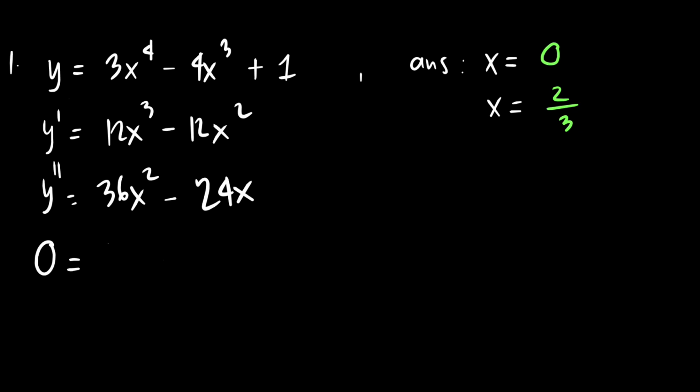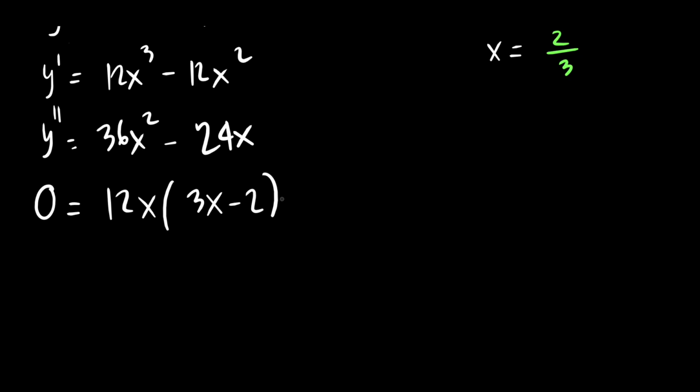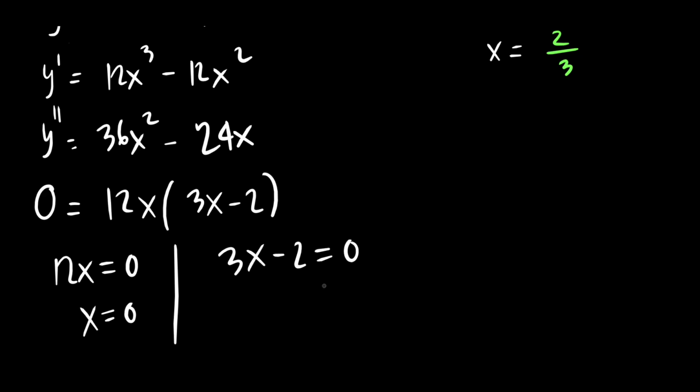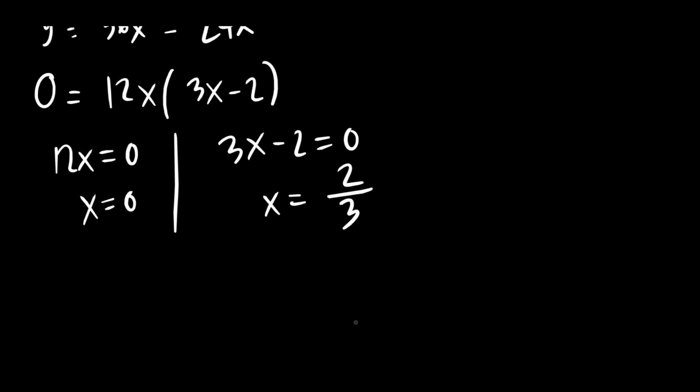So 0 is equal to 12x times 3x minus 2. So we'll equate 12x to 0. So 12x is equal to 0, so x is equal to 0. So equate also 3x minus 2 to 0. So x is equal to 2/3. Right? So this is now our point of inflection.